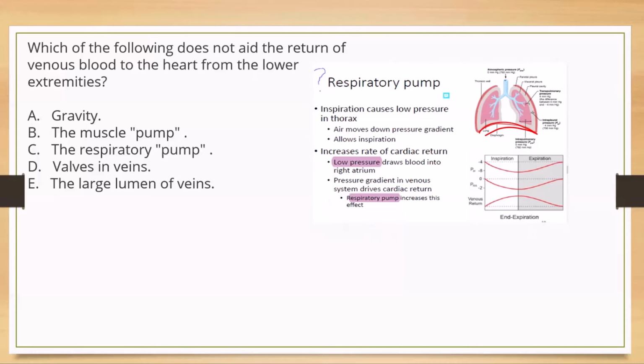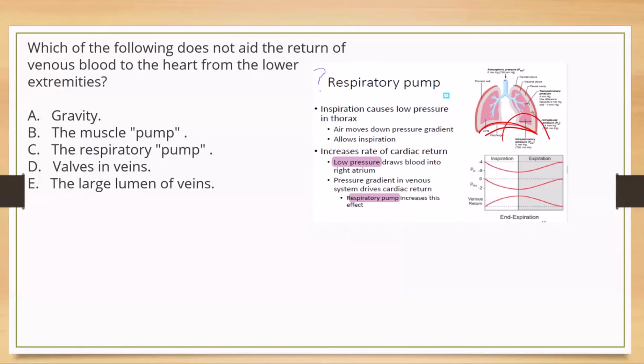Normally when it's relaxed, the diaphragm is dome shaped. But when it contracts, it flattens. And when it flattens, that means there'll be a lot of space in the thorax, and that will cause what? Low pressure in the thorax.